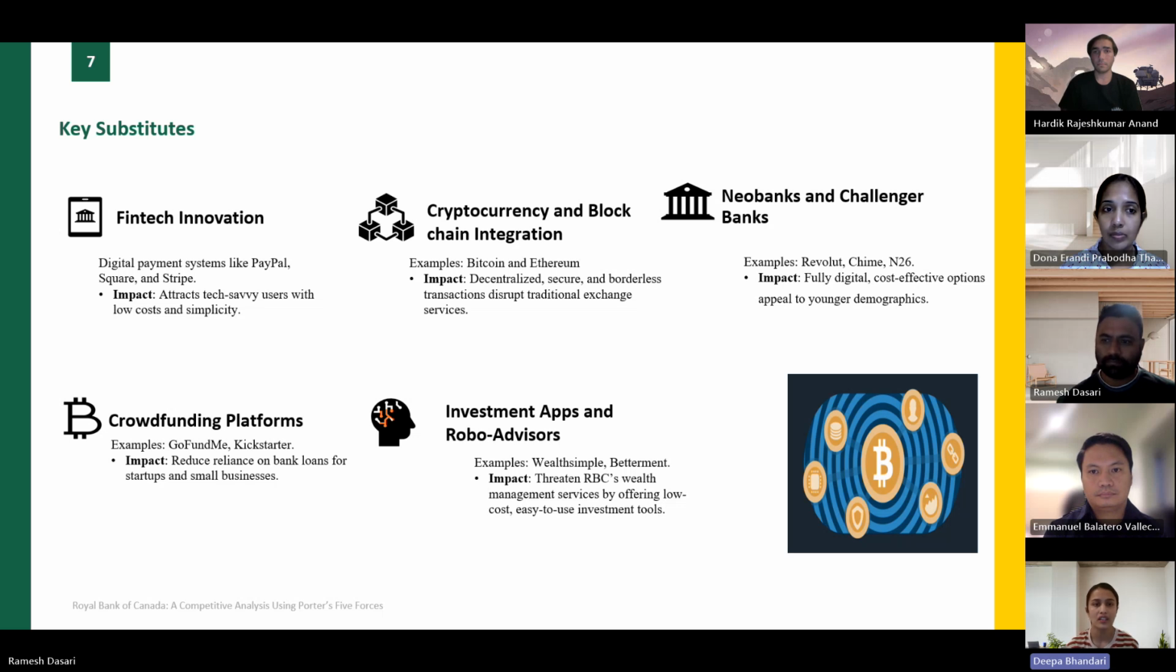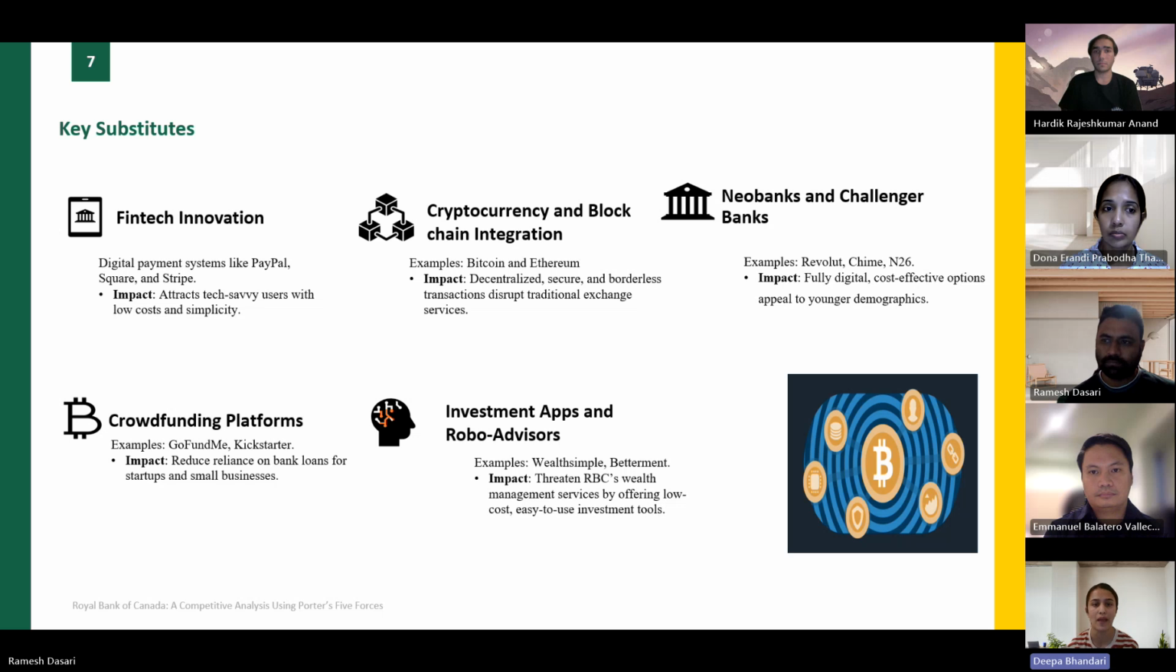And the second one is cryptocurrency and blockchain technology, like Bitcoin and Ethereum, which provide decentralized payment methods. And blockchain is also revolutionizing transaction security and transparency, directly challenging RBC's foreign exchange and payment services.